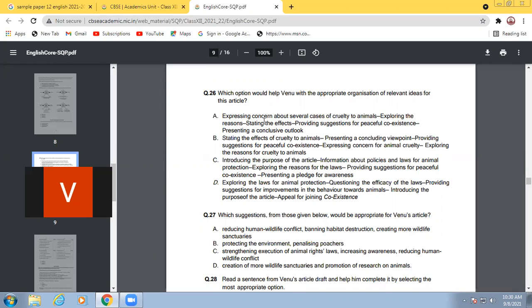Like, ma'am, according to me, it's concern. Yes, it should be concern, because we are going to write an article on the need to prevent cruelty towards animals. So concern, because we are concerned about it, that's why cruelty should be stopped. Laws will come later on. If we want to talk about the laws, that can be later on, but not at the very beginning of the article. So A option was correct. Children, you need to understand what this question was. It was a question about the value points in order. So this is how you must write your article. You must have a clear idea: first paragraph will be about the concern, second exploring the reasons, then stating the effects, then providing suggestions, and then finally a conclusion. This is the outline of the article.